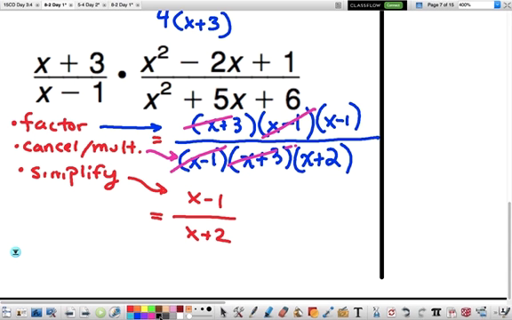Where's the x squared go? X squared is hidden right here. If you expand this, x times x is x squared. X times 2 is 2x. 3 times x is 3x. So 2 and 3 give me 5. 3 times 2 is 6. Right? That's what factoring is all about. It's taking this long thing and condensing it down into that.